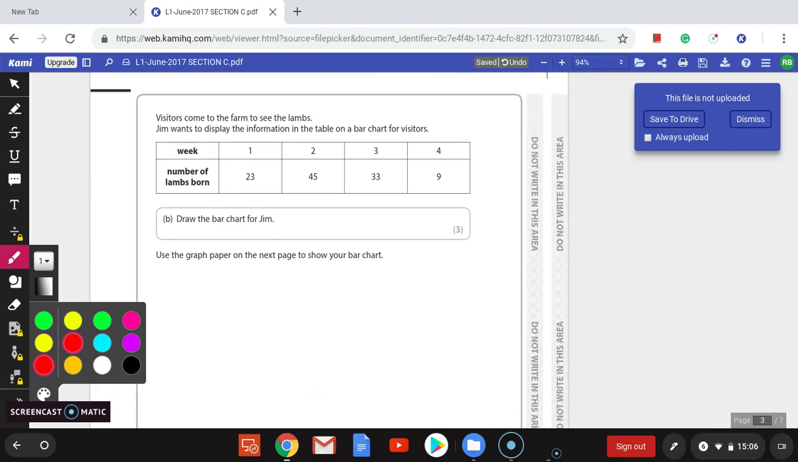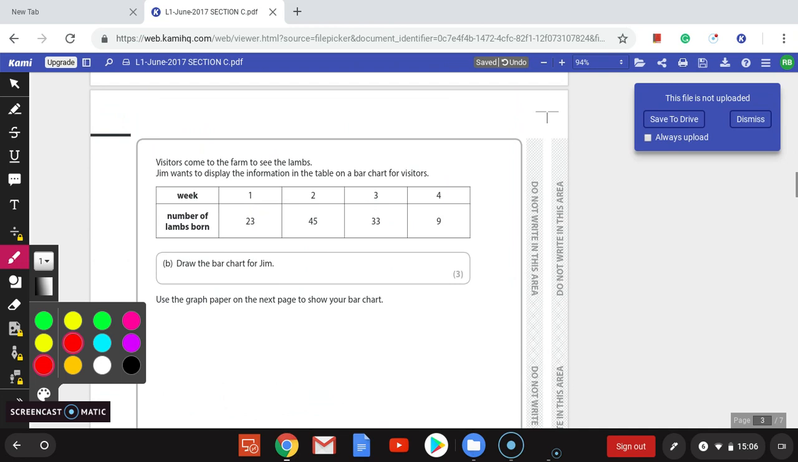The next part of that question says visitors come to the farm to see the lambs. Jim wants to display the information in a table on a bar chart for visitors. Okay, it's the same table, but this time you need to draw a chart or a graph. Now, there's 2 types of charts and graphs you need to think about at level 1. The first one is called a line graph. It looks like this. The second one is called a bar chart. It looks like this. What's the difference?